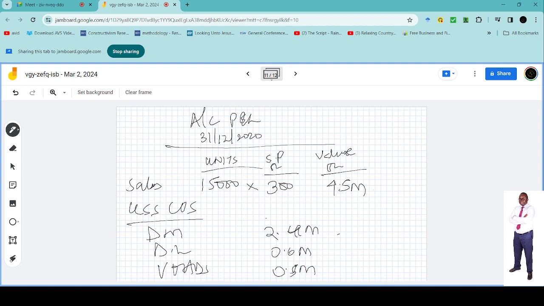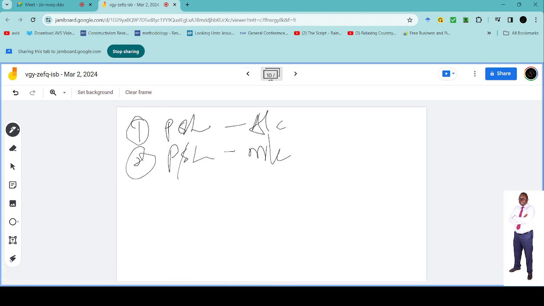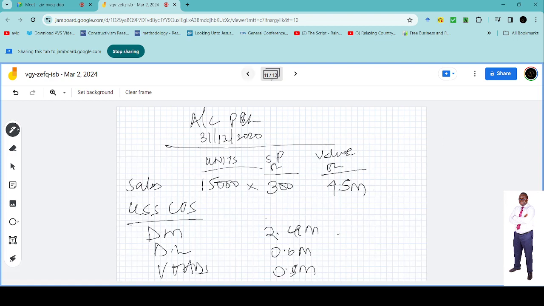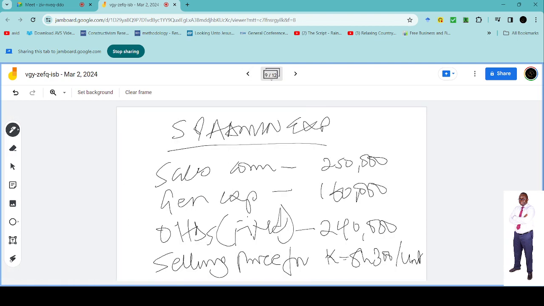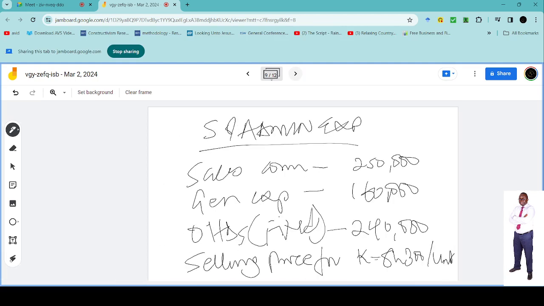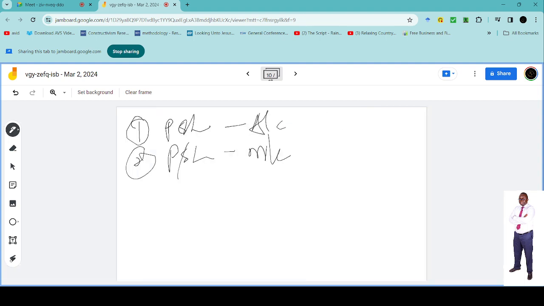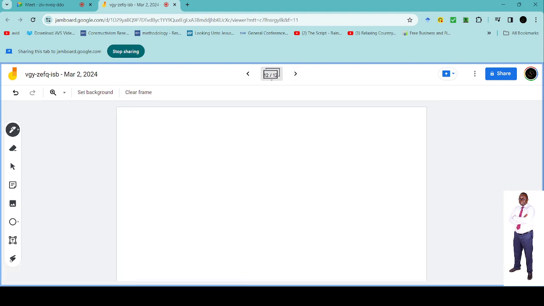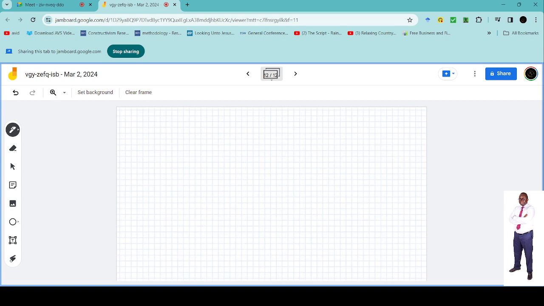Then we have fixed overhead. We were told fixed overhead was how much. Let me just check it out here. Our fixed overhead was 900,000. So we have a fixed overhead. The figure is 0.9 million.